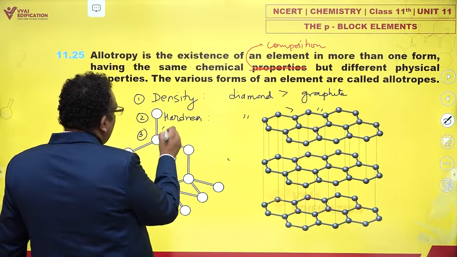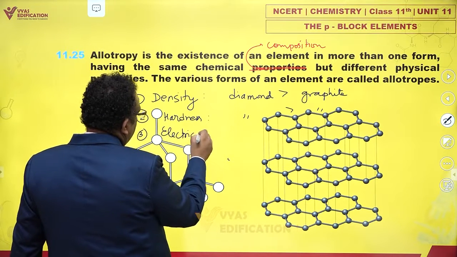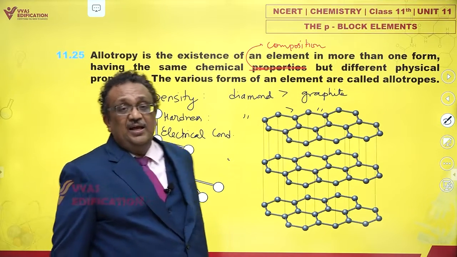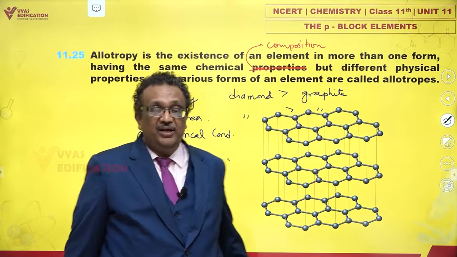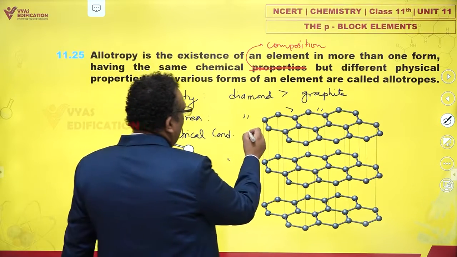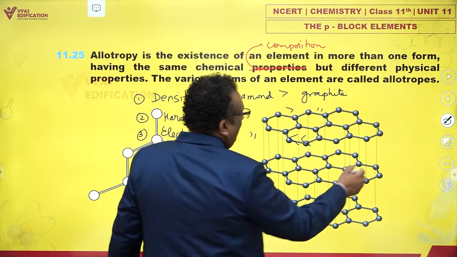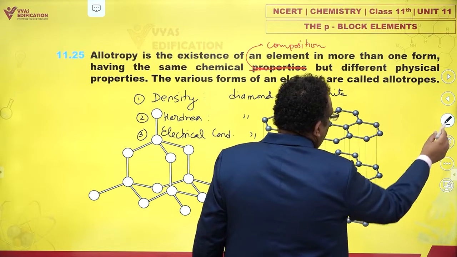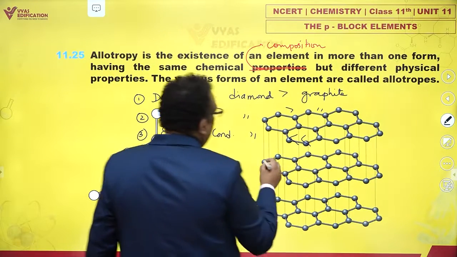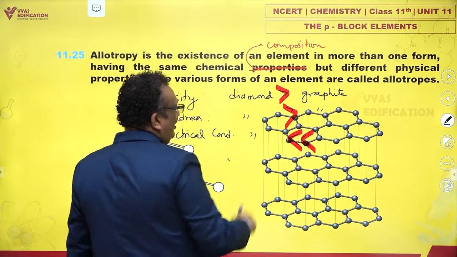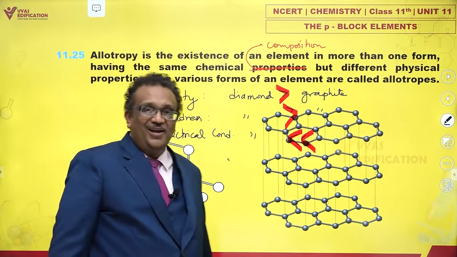Third is electrical conductivity. Diamond is an absolute insulator. It has no loose electrons. It does not conduct electricity. The electrical conductivity of diamond is much, much less than graphite. This is more, this is more.